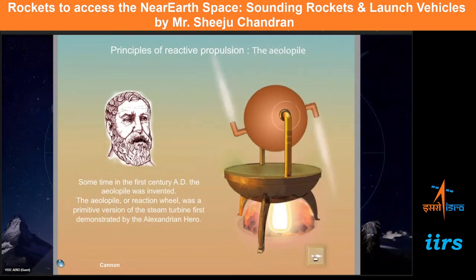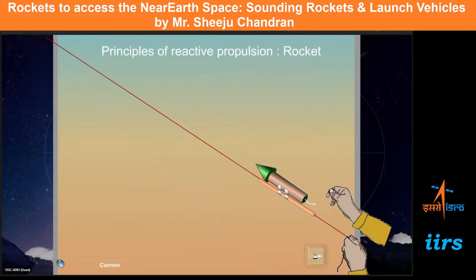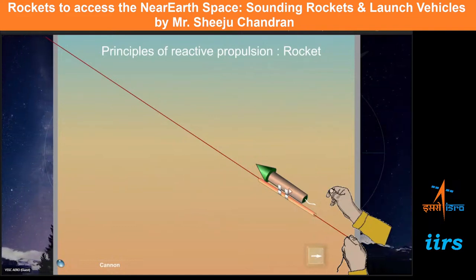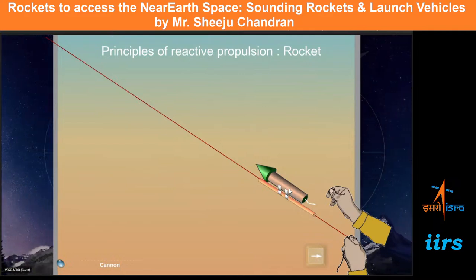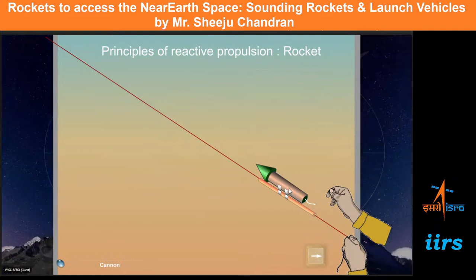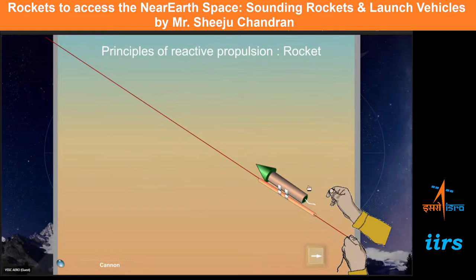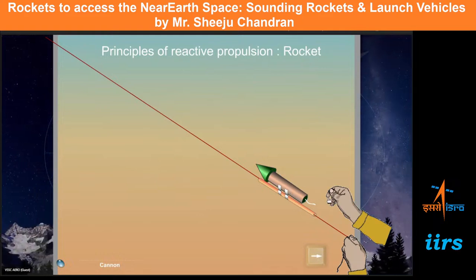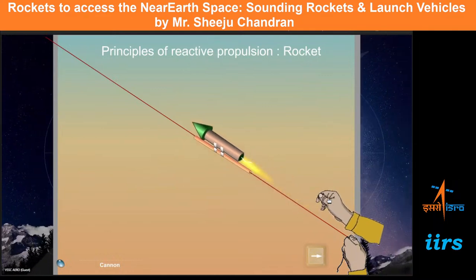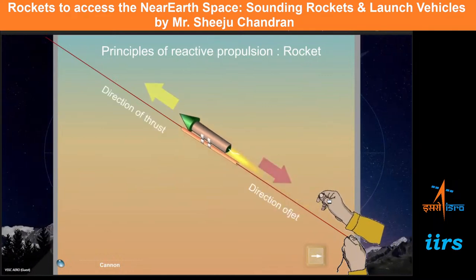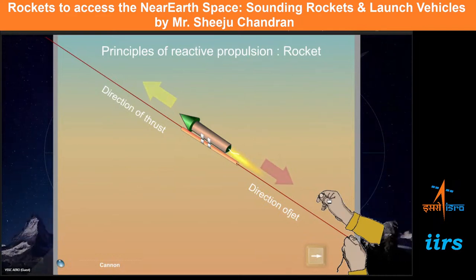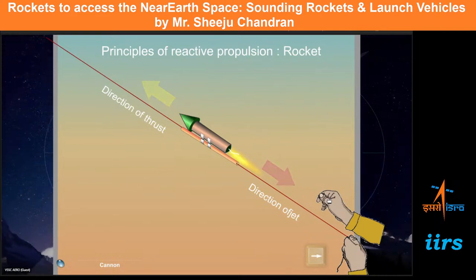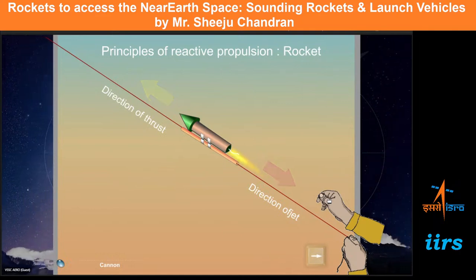Now just see another example. Here you have a chemical with both fuel and oxidizer mixed together, in the form of a simple chemical rocket, the kind we generally use for festival purposes. If you light it, the chemicals will react, and because of the high temperature, high pressure gases produced, it will go in the opposite direction. So here you can compare the balloon and this.